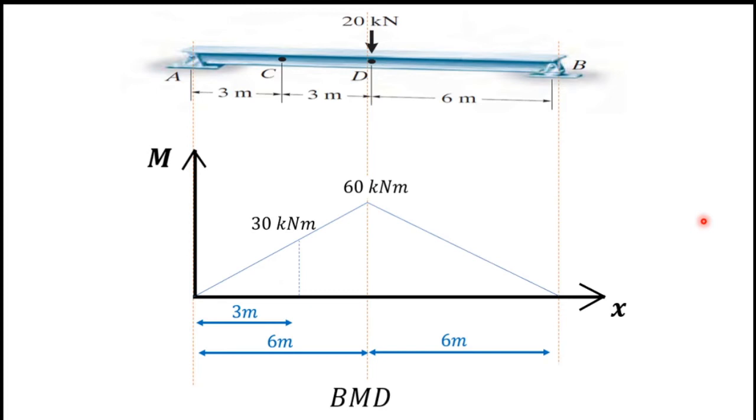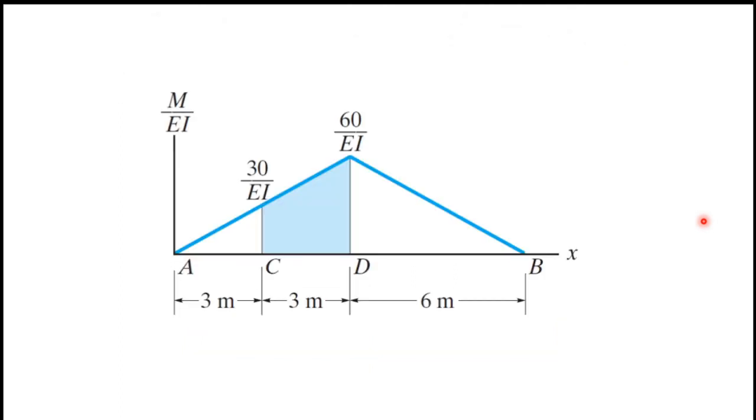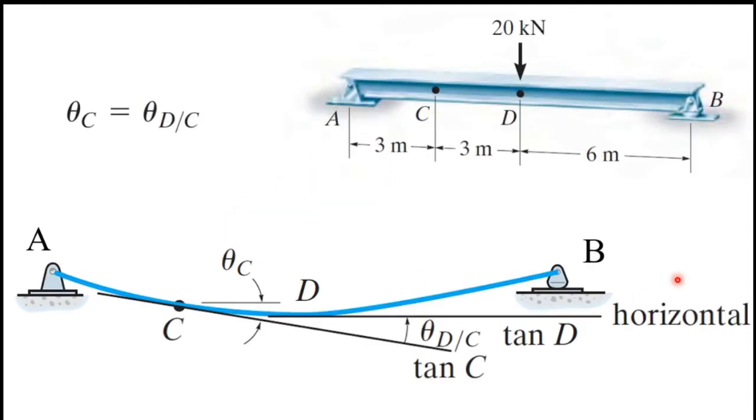But in the moment area method, we have to draw the M over EI diagram. So it's simple. Once we get the bending moment diagram, we just have to divide the values by EI. So next I will show you how I draw the M over EI diagram for this beam. So this is the M over EI diagram. So it's simple. We just have to divide the values by E and I. Next task is applying the moment area theorem.